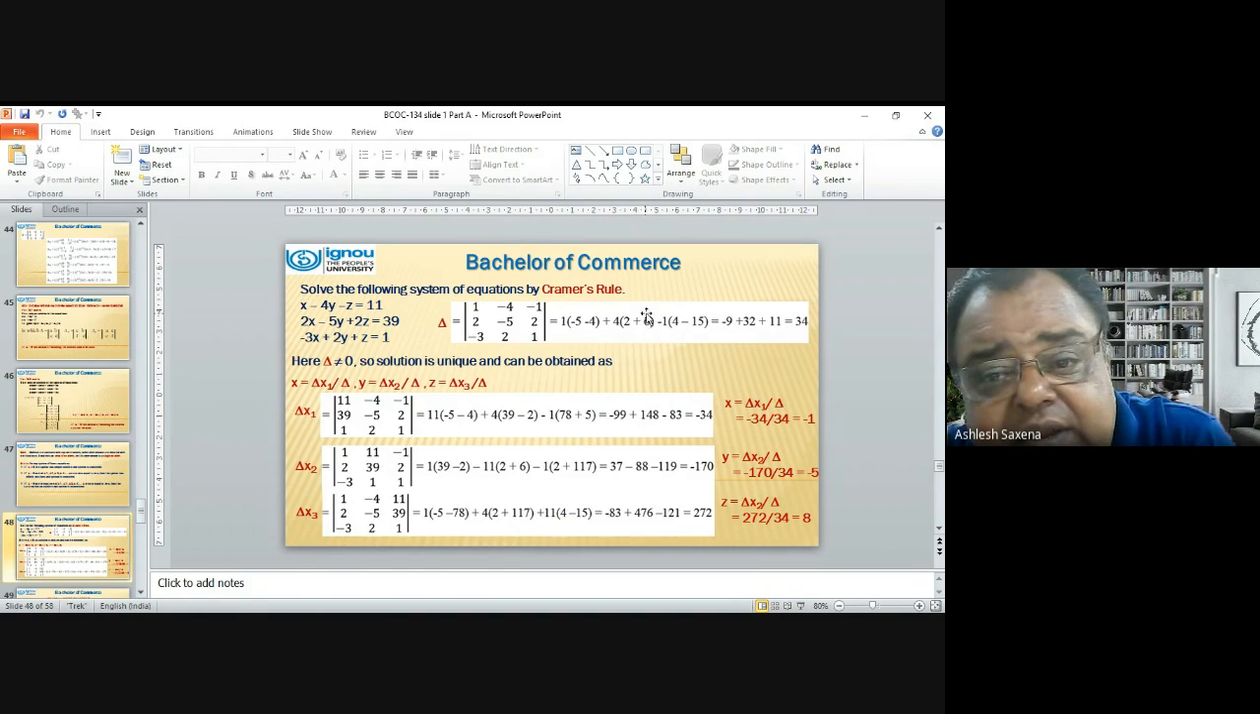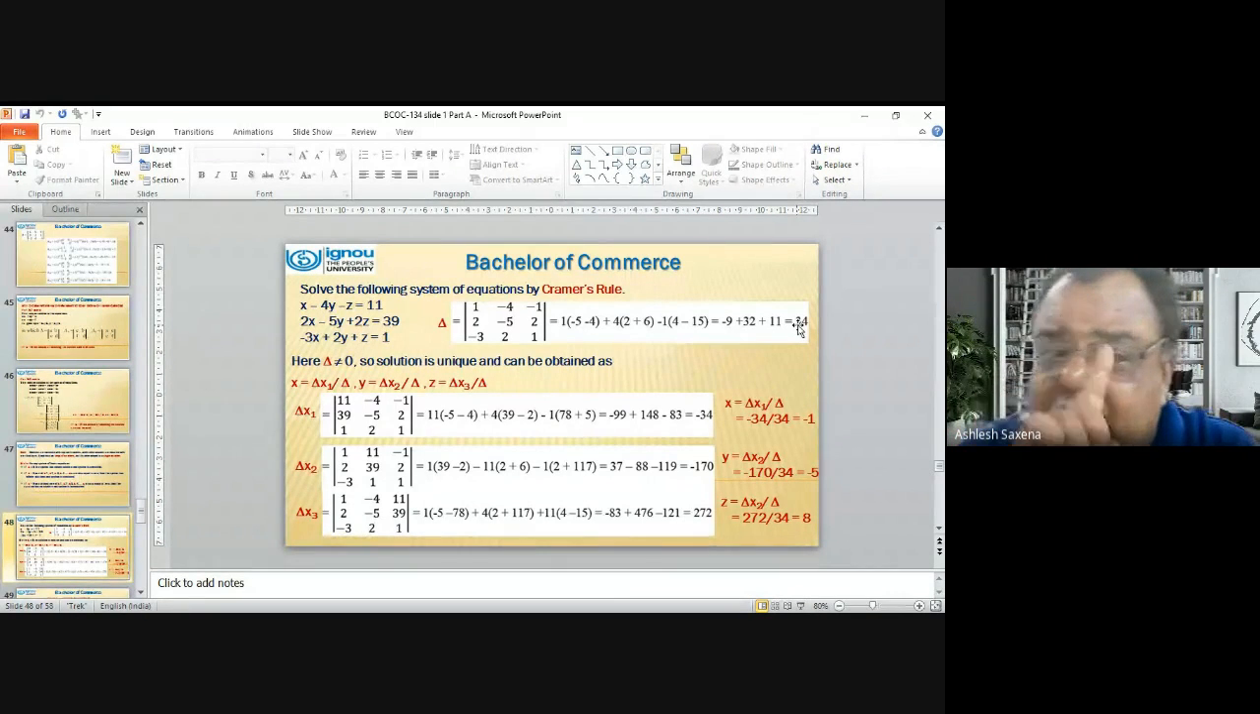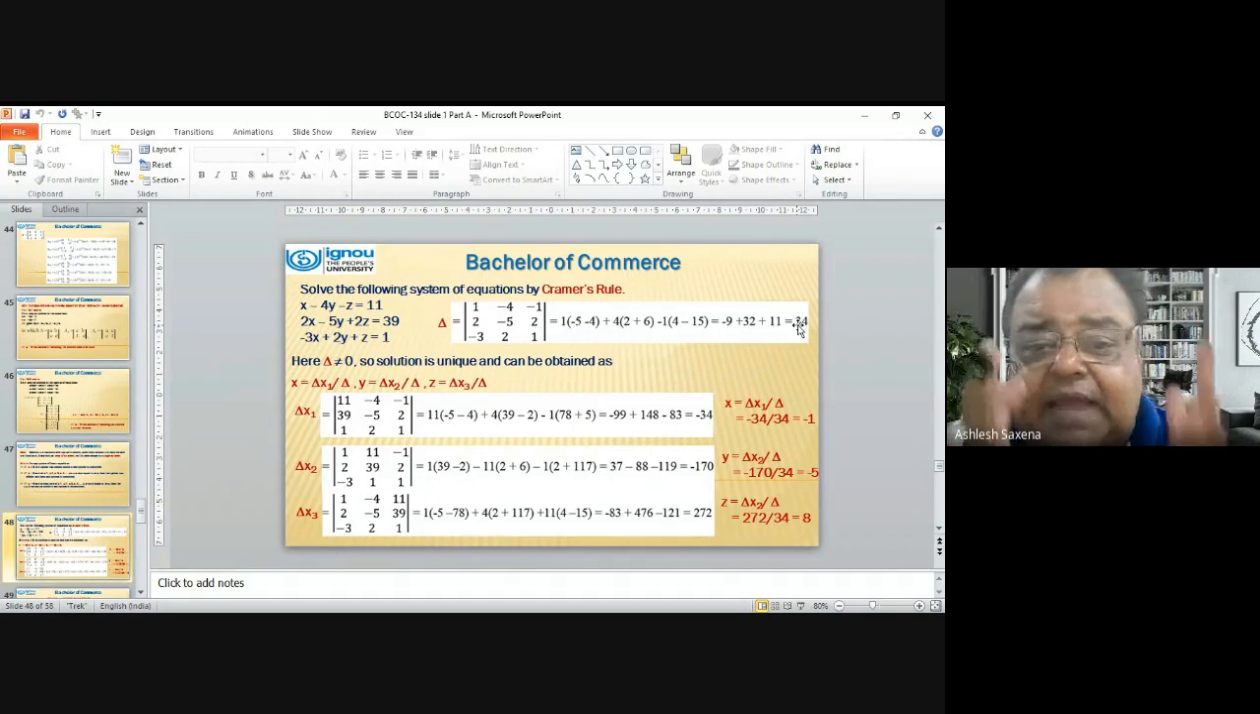You can see over here, the third one, as per the standard, has to be plus, but here it is minus, so minus will come. Minus 1, we will be removing this and this. We will be left with this. This means 2 into 2, 4, minus 15. On simplification, we get 34. 34 is not equal to 0. That means we have a unique solution to this problem.